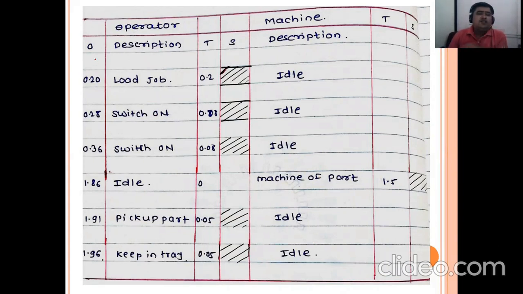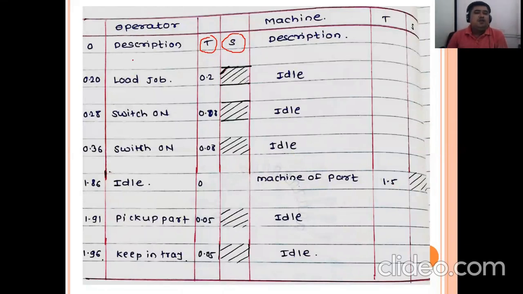Okay, so first is the operation, then you can write the timing here also. How much time is required is shown in this particular time column, and what is the symbol you are using, whether it is idle or whether it is in operating condition. So for the operator, this is the operator. For the machine, again a machine description is there, time required, and symbol, whether it is idle or whether it is working.